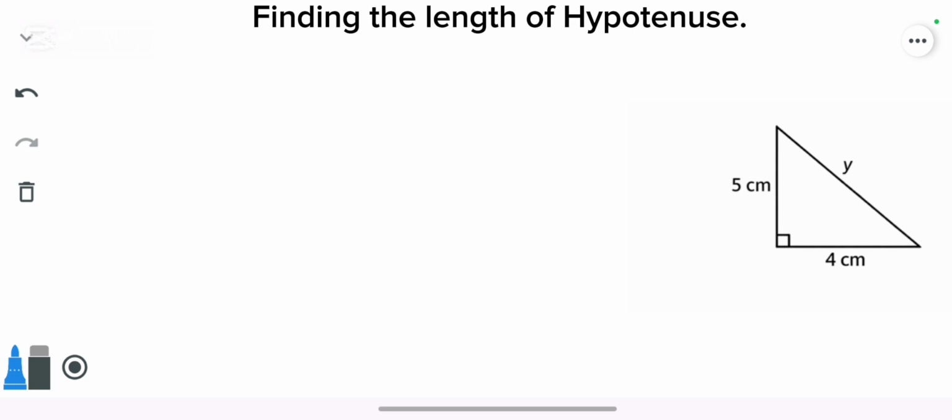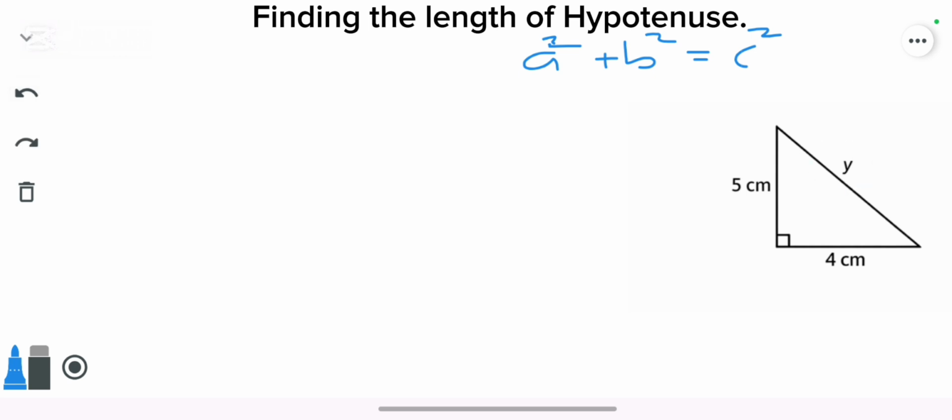So before we find the length of this hypotenuse on this right angle triangle, first of all, we need to understand the equation of Pythagorean Theorem. The equation of Pythagorean Theorem is a squared plus b squared is equal to c squared. This is the equation that we are going to use to find the value of the hypotenuse of this given right angle triangle.